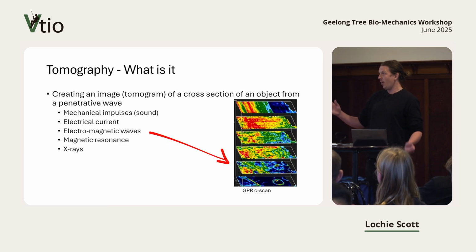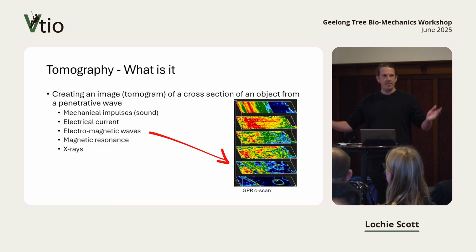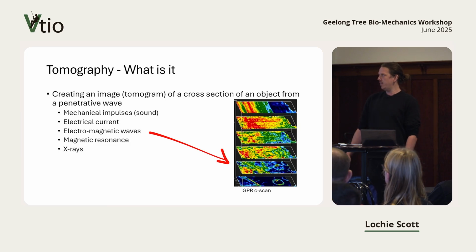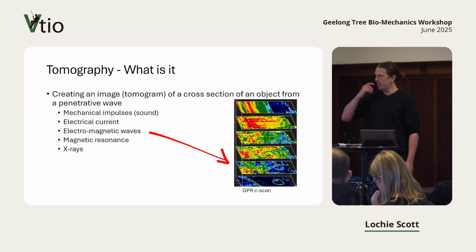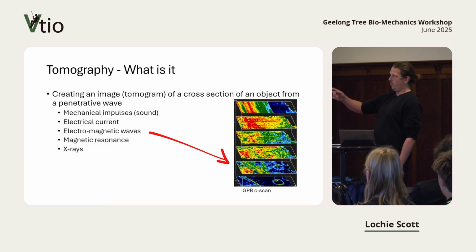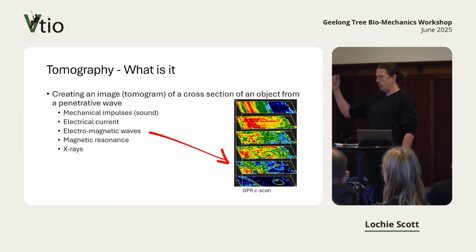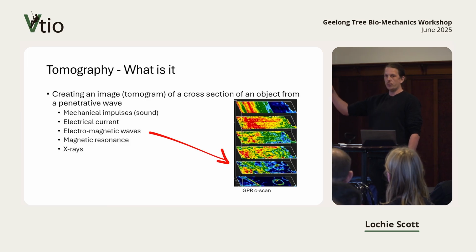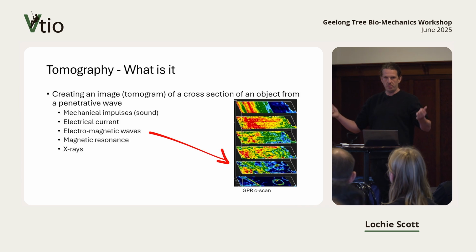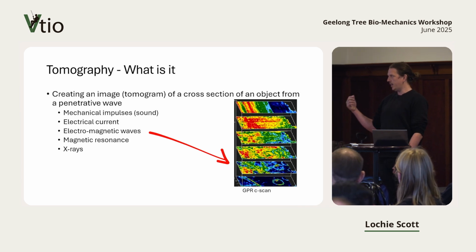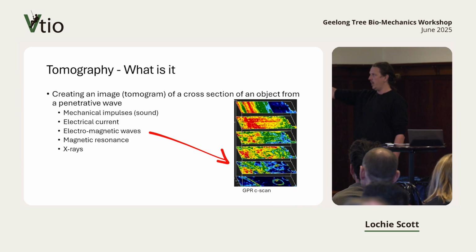What is a tomograph in general? The tomograph is the machine. A tomogram is what pops out the other side. It's an image of a cross-section of something. We can make tomograms from lots of different things. Mechanical impulses, sound, which is what we're going to be talking about today, but also electrical current, where we measure voltages across something and build an image that way. Electromagnetic waves, which I've included a photo of here.